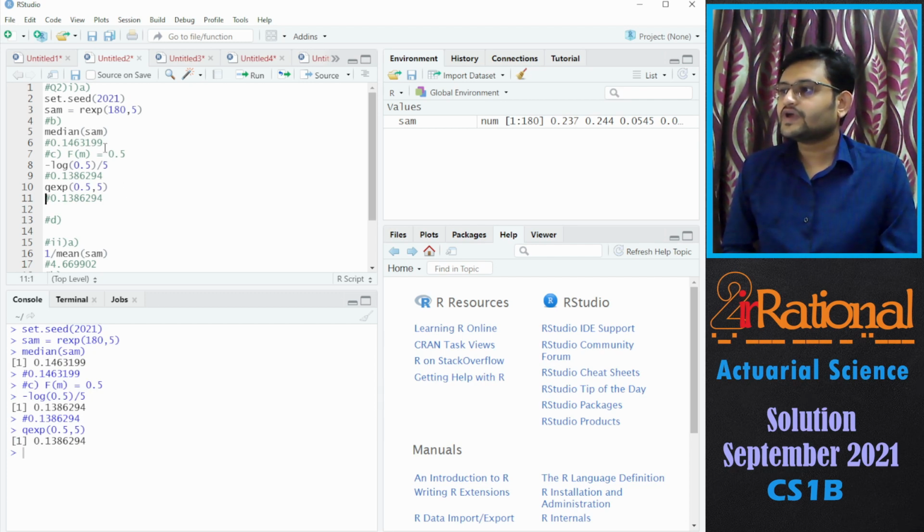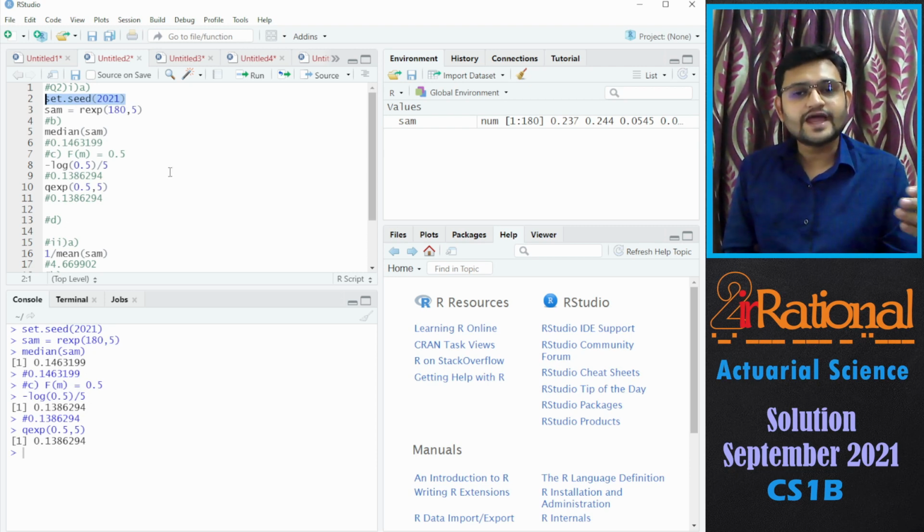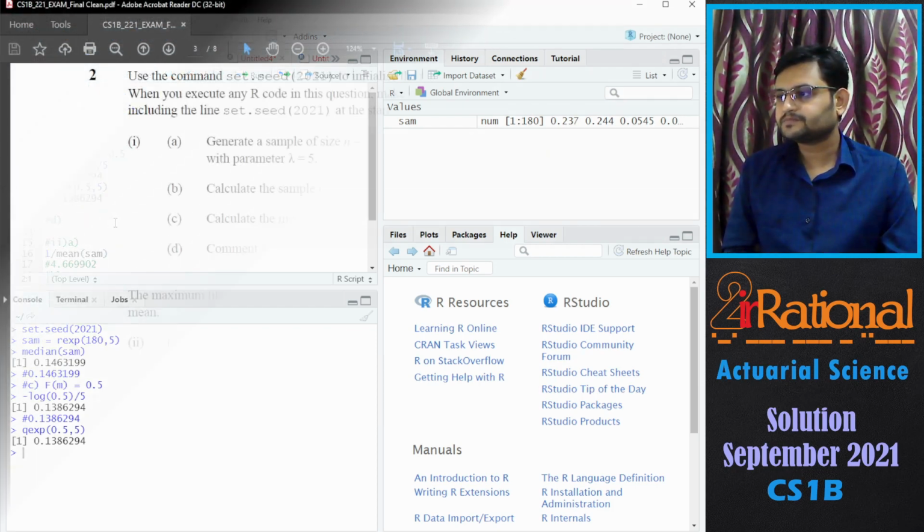For the D1, we have to comment on these two. So you would say they are nearly the same. Okay, 0.146 and 0.38, they are nearly the same. Therefore, you would say that the sample is following an exponential distribution. Or you could say the difference is due to the sample being small, or for a particular sample we have taken the values are slightly different from each other. So many things you could have commented, and I think all of them would be correct.